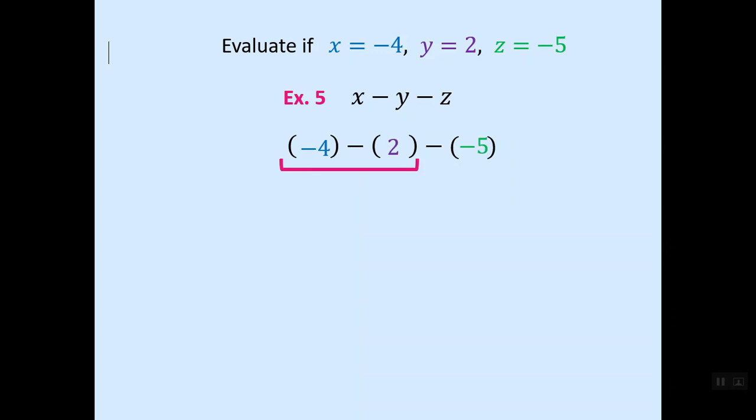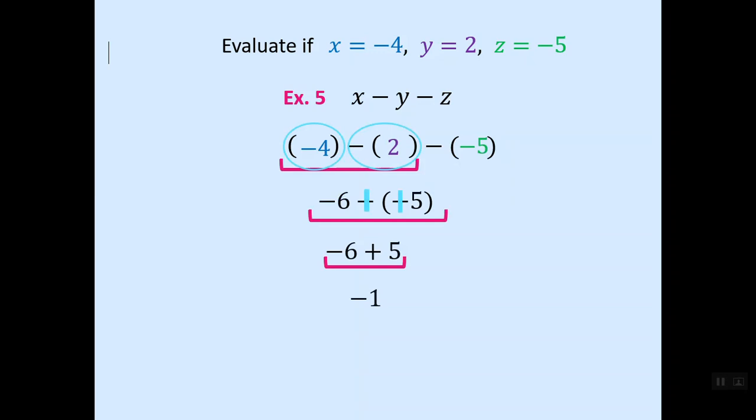Now, we want to do negative 4 minus 2. You've got to remember, negative 4 minus 2, you can think of it as a negative 4 and a negative 2. What do we get when we do negative 4 plus negative 2? We get negative 6. And we're going to write minus negative 5. Now, when we go to do negative 6 minus negative 5, we know that minus a negative is the same as adding a positive. So that's negative 6 plus 5, which is negative 1.